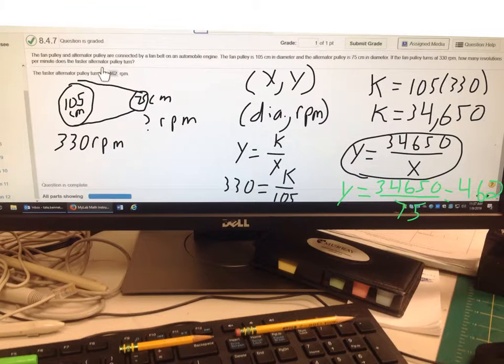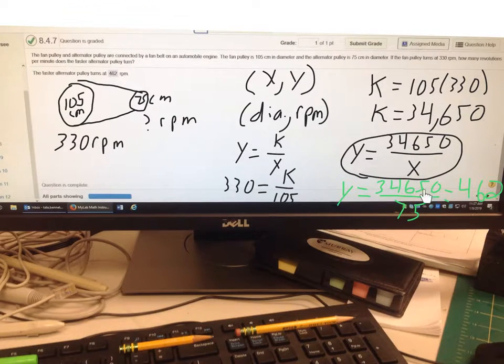First thing, very important, you realize this is inverse variation. As this pulley gets smaller, the RPMs are going to increase. So as this quantity gets smaller, this one increases, and that means it's inverse variation as opposed to direct variation. Okay, and so there's two ways the book shows to solve it.